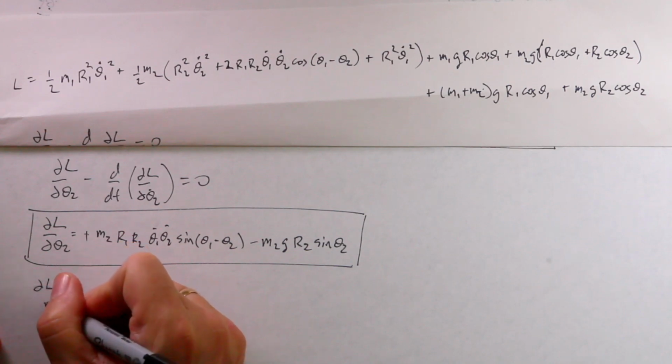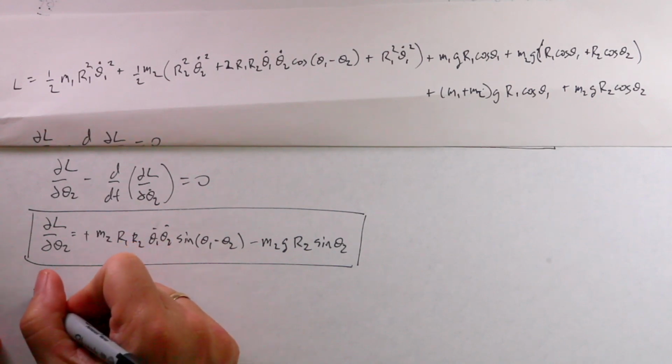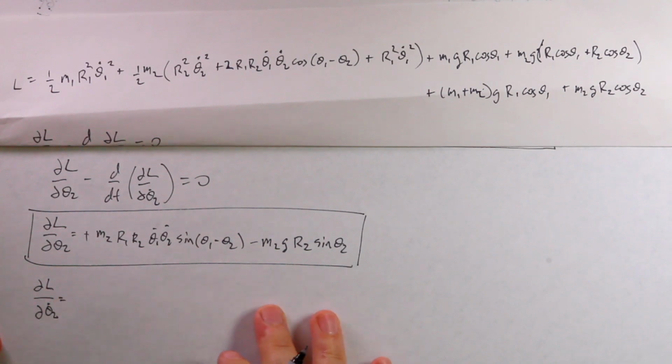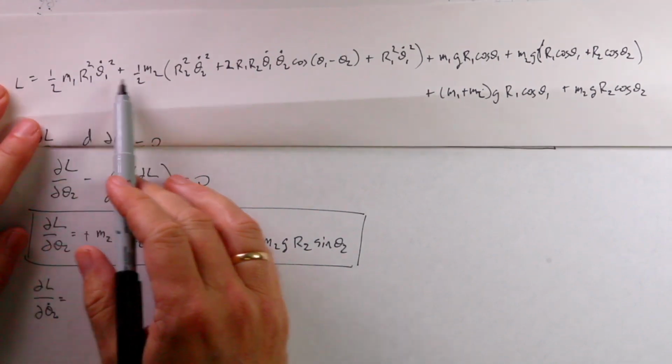Okay, now I'm going to take the partial of this with respect to theta 2 dot. Partial of L, how long am I? I'm at 35 minutes. Awesome. Partial of L with respect to theta 2 dot. I should leave more room, but I didn't. Okay, let's just do it. No theta 2 dot. Here's 1.